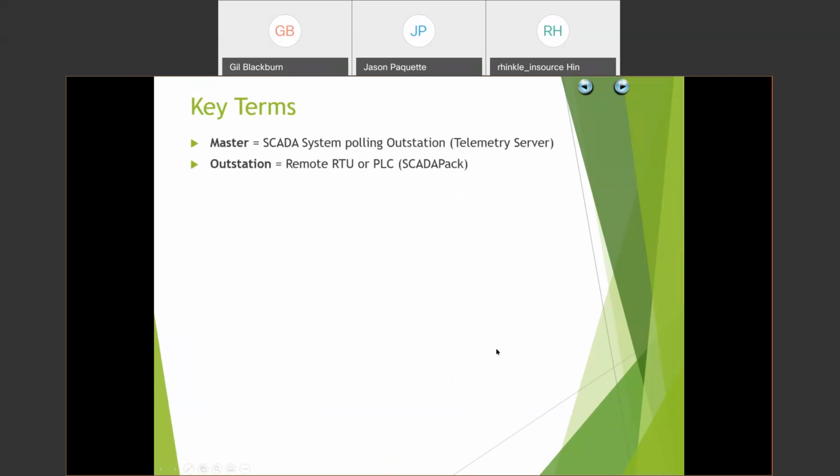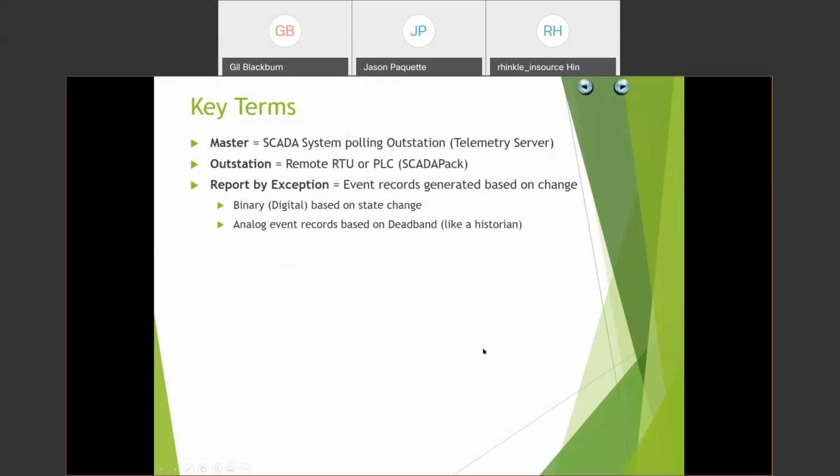Okay. Some key terms, just so when I'm talking later, you'll understand it. Master is your SCADA system, in this case, telemetry server. Outstation is your remote RTU or PLC out in the field. In this case, I have a SCADA pack RTU. Report by exception: these are event records that get generated based on change down in the RTU. As opposed to Modbus, where you're polling it, and whatever the status is when you poll it, that's what you get in your system. Every time something changes down in the RTU, it gets timestamped and put into event buffers. So binaries whenever they change state, analogs based on deadbanding. And so it's very similar to how you might do something with a historian.